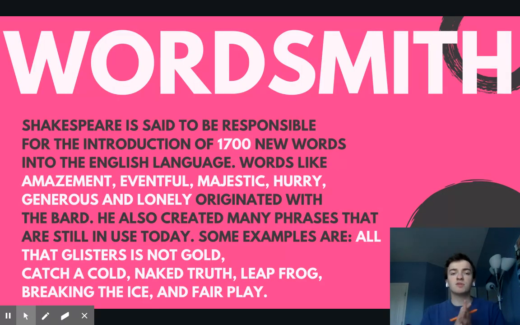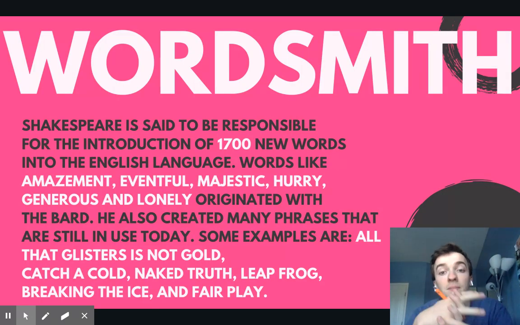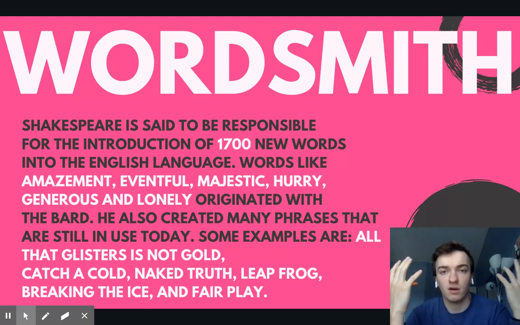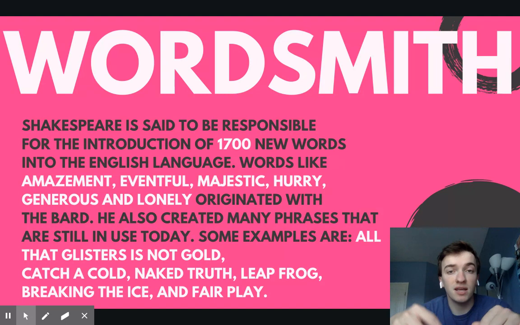Okay, now Shakespeare was a wordsmith, is what we called him. That means he made up a bunch of words and then made them into an actual word. So a lot of the words that we use today were actually written by Shakespeare for the first time. And some examples on here: amazement, eventful, majestic, hurry, generous, lonely. These were words that Shakespeare came up with. He created them for his purposes.